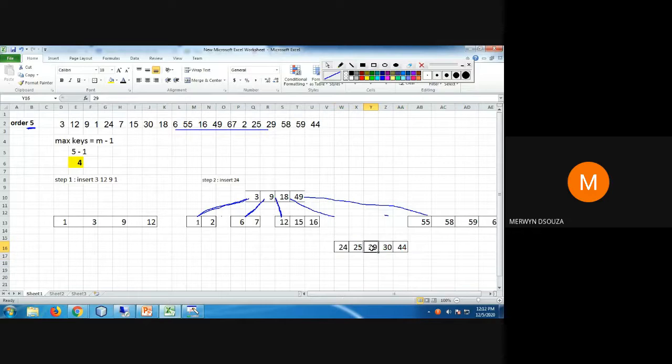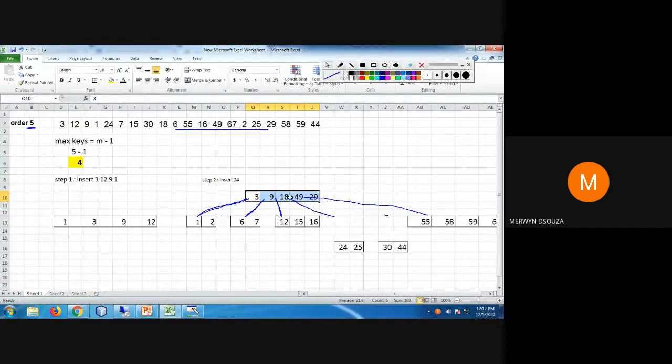this value will get split. Okay, this value will get split and it will go on top. So it will go to this, 29 will come here. Okay, this thing will get split again. Okay, now this has become full.